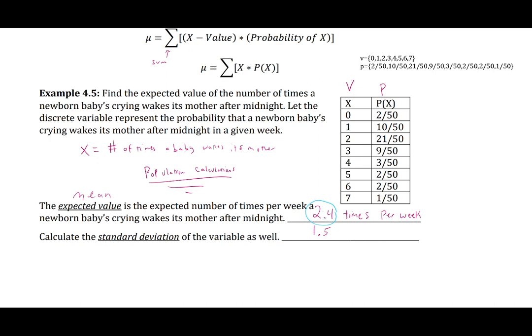So basically this number represents that if we were to look at many, many babies and many, many mothers and many, many weeks, we would count the number of times that those newborn babies woke their mothers during many of those weeks, and we would add them all up, divide by the number of experiments we've run or the number of weeks that we have observed, and we would find that the average would approach 2.4 times in a week.